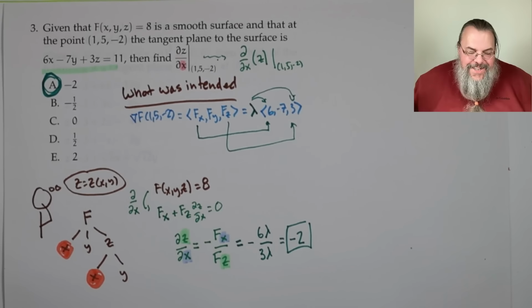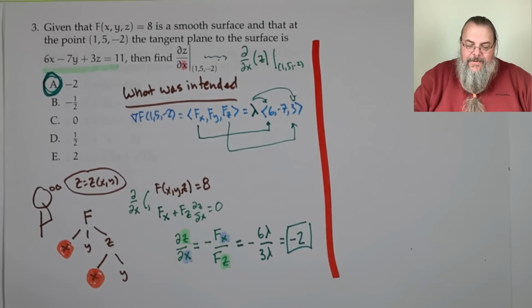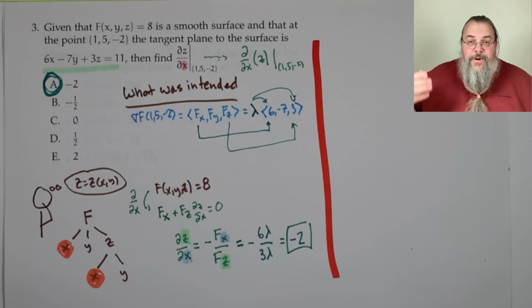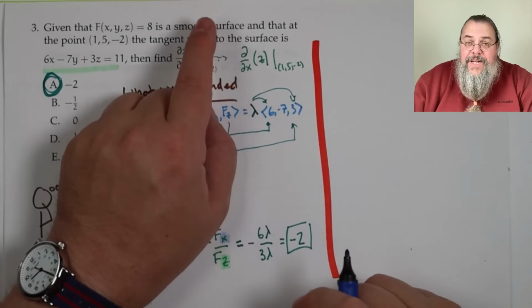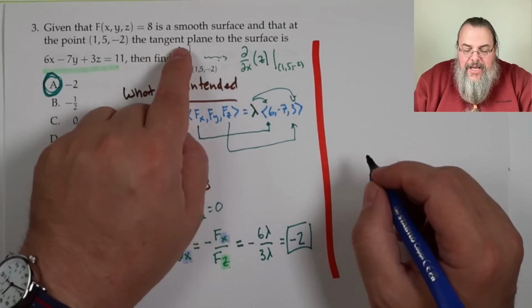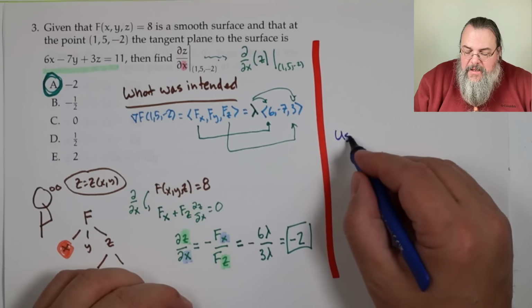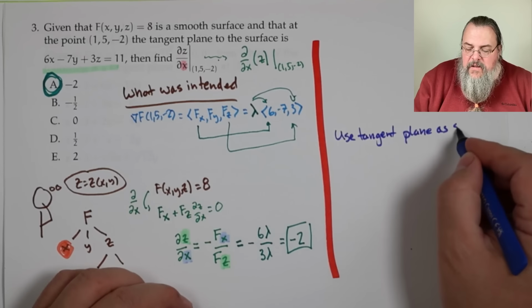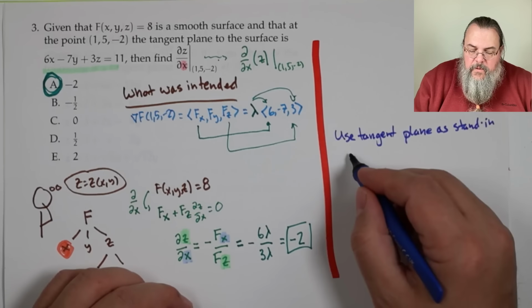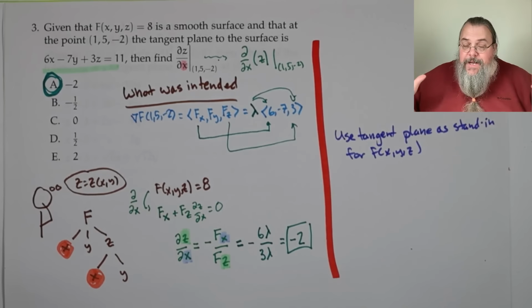But we can do it in a completely different way. Okay, so here's the fast way to do it. What can we do? We can say, hey, I don't know what the surface is, but I don't need to know. What I can do is say the tangent plane to the surface can act as our stand-in. So we're going to use a tangent plane as a stand-in for our f of x, y, z. Okay? That's the whole idea.